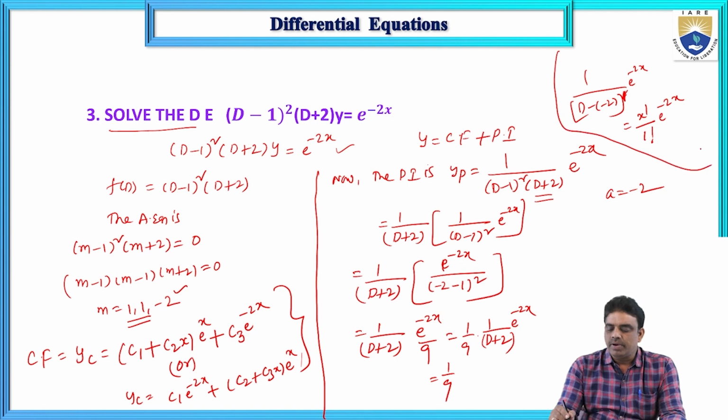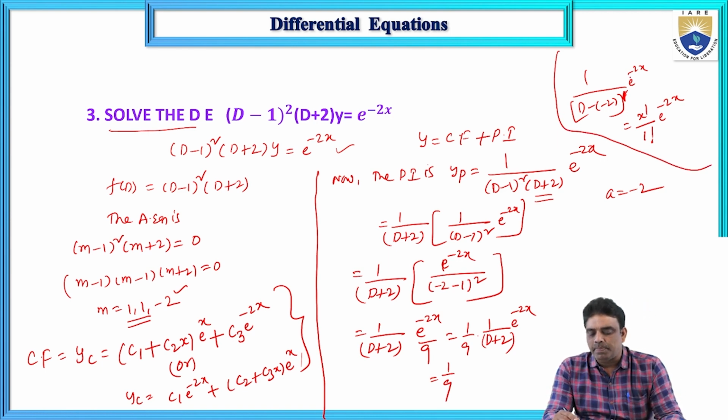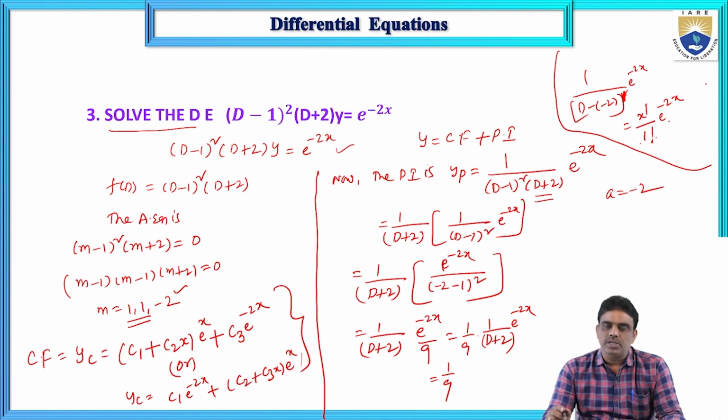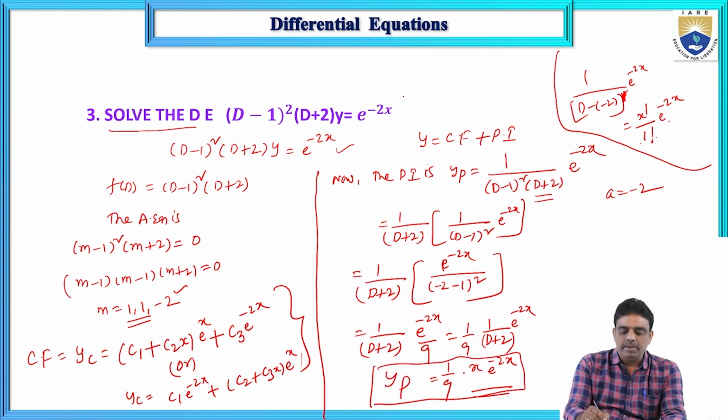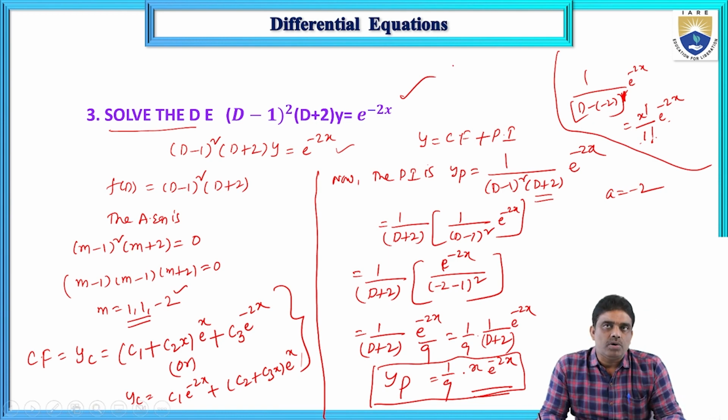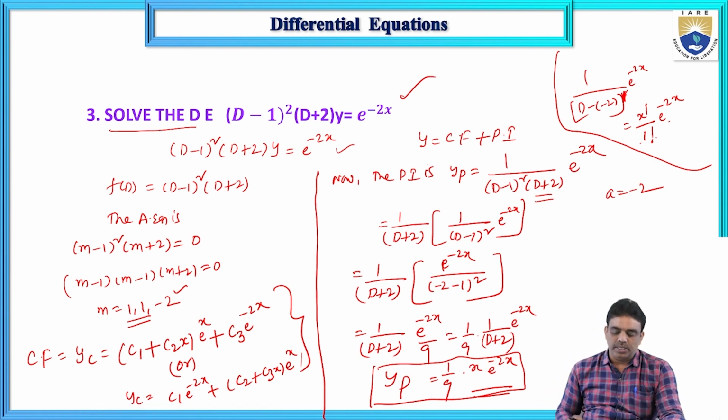Right, very clear? 1 by (D minus a) of e power ax. Here a is minus 2. If we replace D with minus 2, then it will be 0. 0 means what formula do we have to use? x power k by k factorial into e power ax. Here k is 1. So x power 1 by 1 factorial into e power minus 2x. So the value I am writing is x by 1 factorial e power minus 2x. This is called the particular integral of the given problem, (D minus 1) whole square (D plus 2) y equal to e power minus 2x.